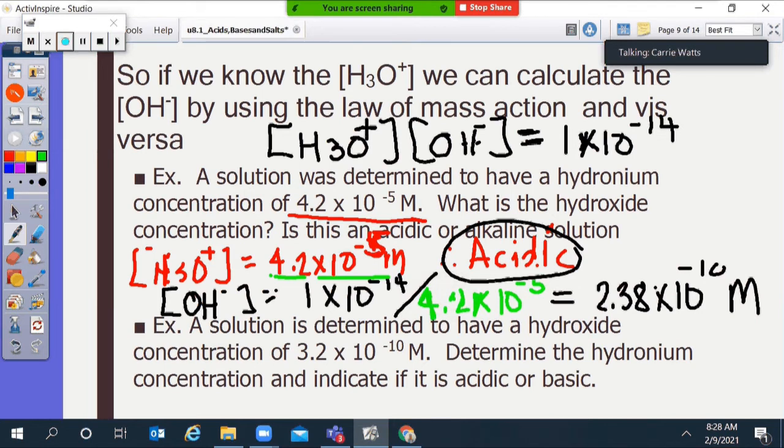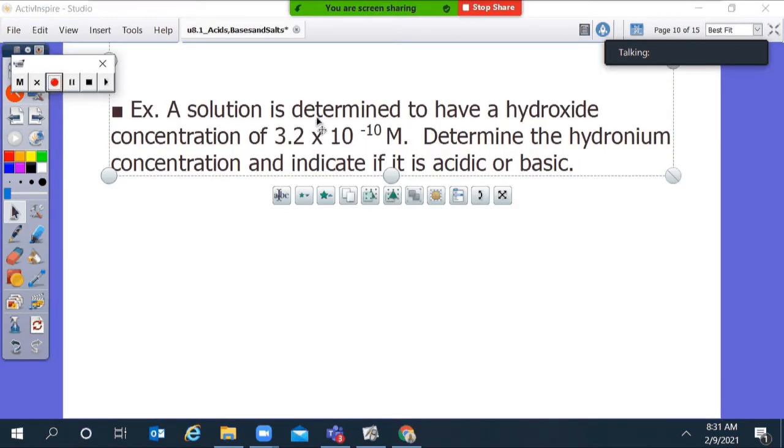We can look at the next problem here. A solution is determined to have a hydroxide concentration of 3.2 times 10 to the negative 10th. Let's determine the hydronium concentration and indicate if it is acidic or basic. So pause it and see if you can do it yourself, and then we'll solve for the answer together.